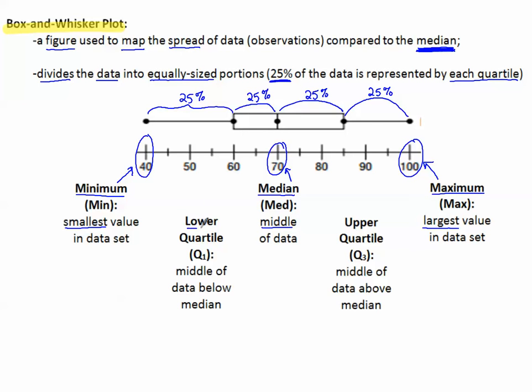Then we have the lower quartile, or Q1 as it's sometimes abbreviated, and the upper quartile, or Q3. These are the middle of the data, either below the median or the middle of the data above the median. So if the median is right here, the point that's in the middle between the lowest and the median is this point right here. This right here would be the lower quartile. 60 is the lower quartile in this picture. Between the median and the maximum, this point right here is shown between 80 and 90, that's 85. 85 is the upper quartile.